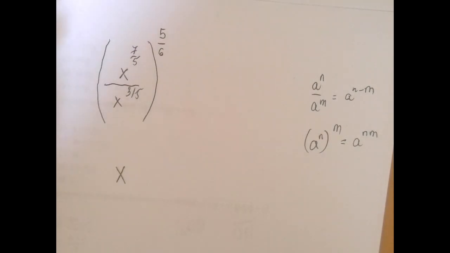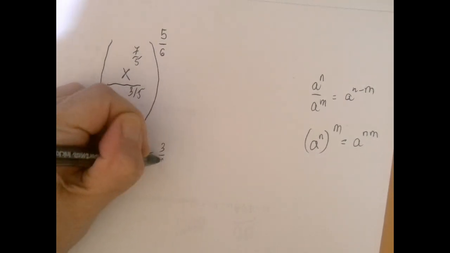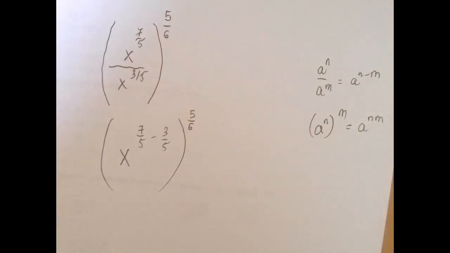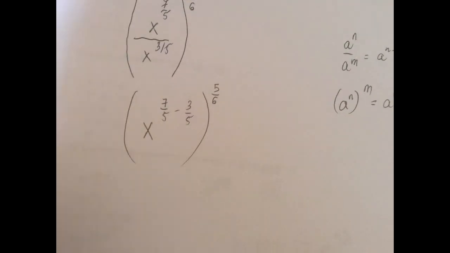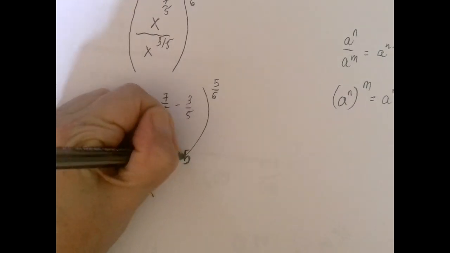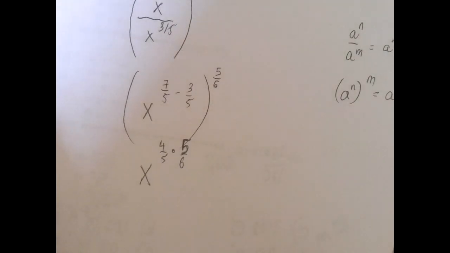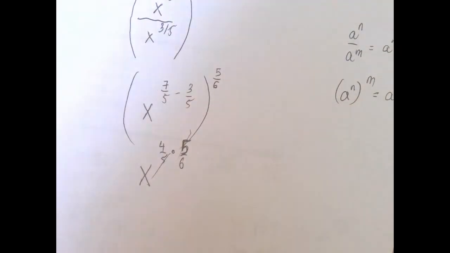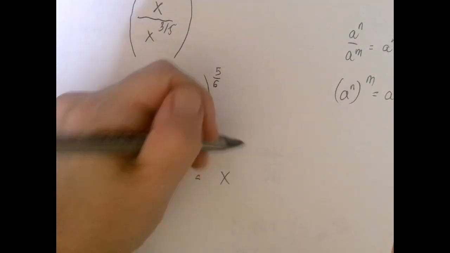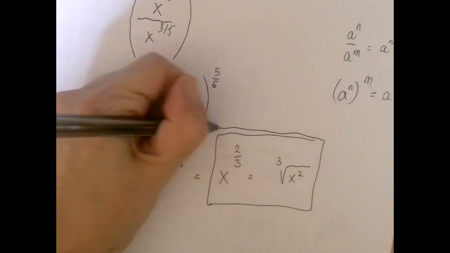So inside the parentheses we have x to the power of 7 over 5 minus 3 over 5, and when we're done, exponentiated to the 5 over 6 power. Okay, so 7 over 5 minus 3 over 5 is 4 over 5, and using this rule we can multiply 4 over 5 and 5 over 6. A nice cancellation, 5 is gone. So we're left with x to the 4 over 6, but that's the same as x to the 2/3, or the third root of x squared. Final answer for this question.